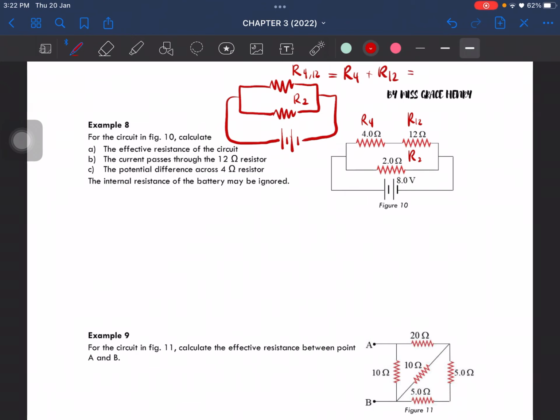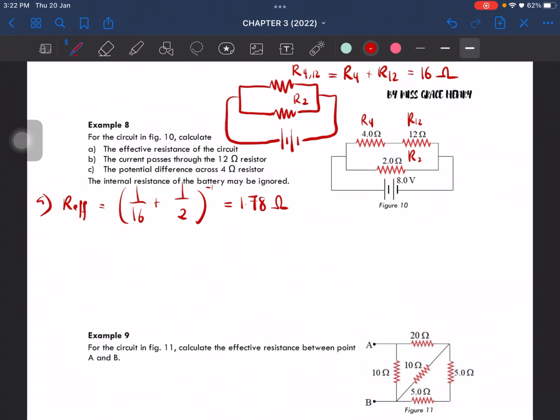So we'll get the value 16 ohm. Since these two are connected in parallel to the battery, we then use the formula for parallel circuit. So (1 over 16 plus 1 over 2) to the power of -1. You'll get the value of 1.78 ohm as the effective resistance of the circuit.